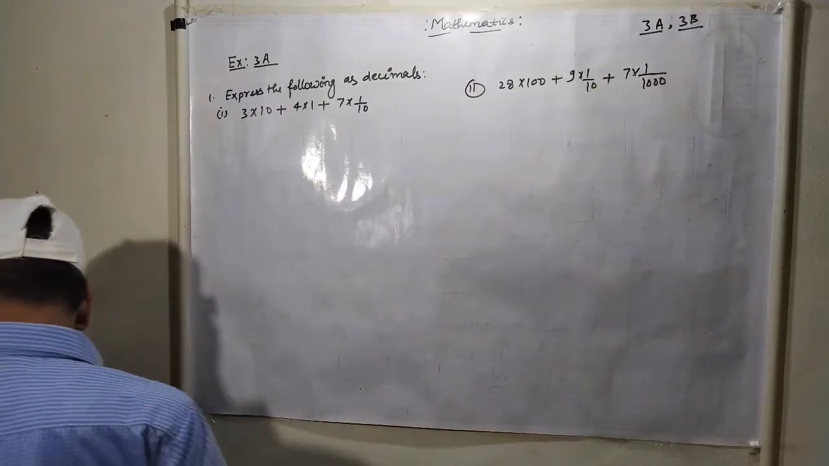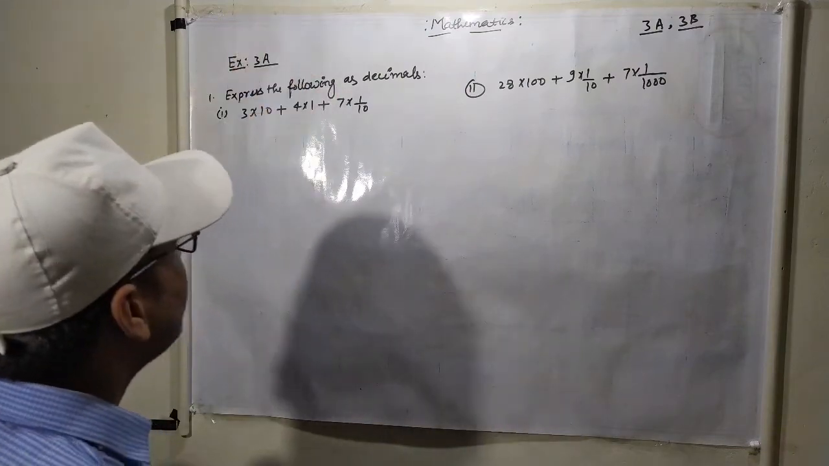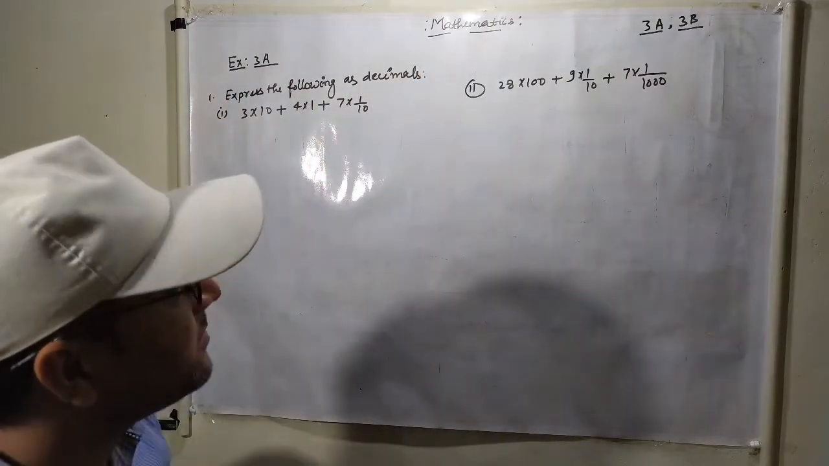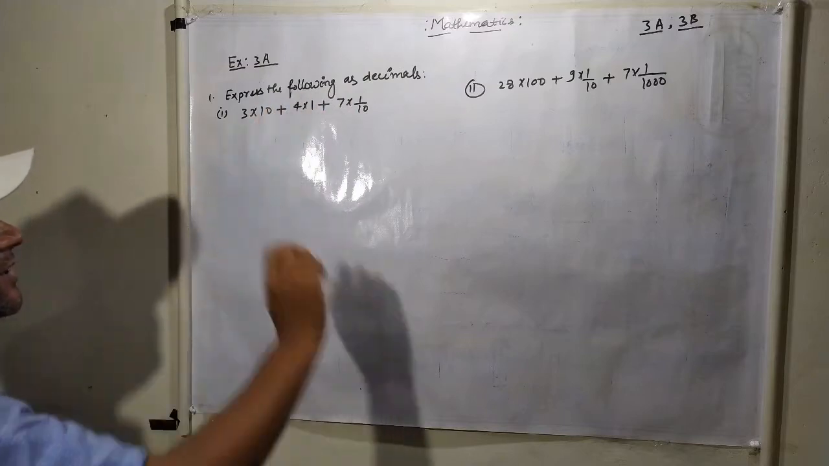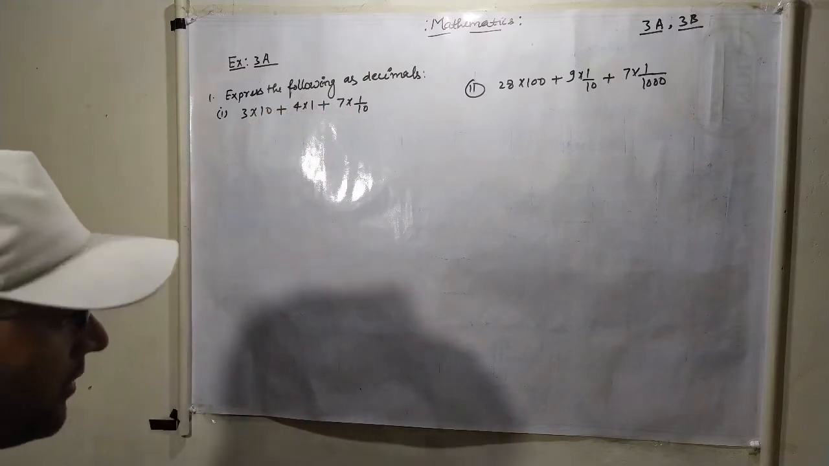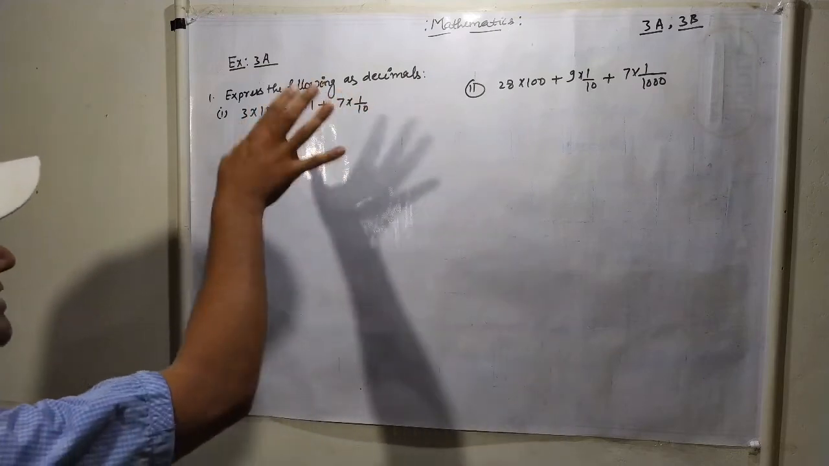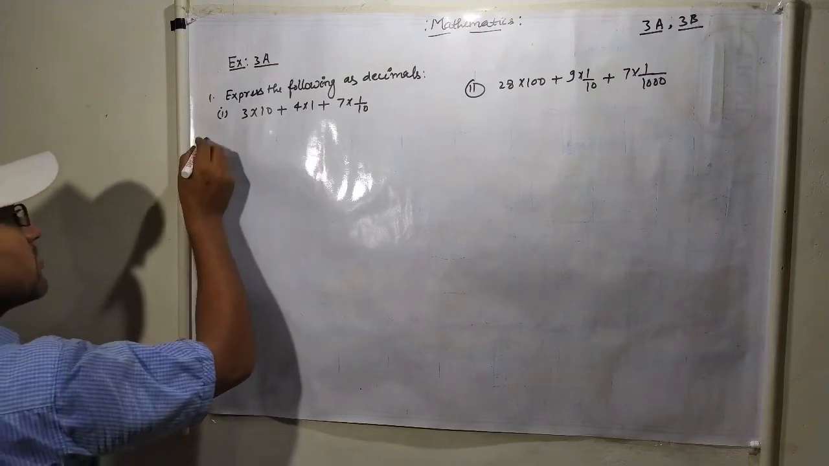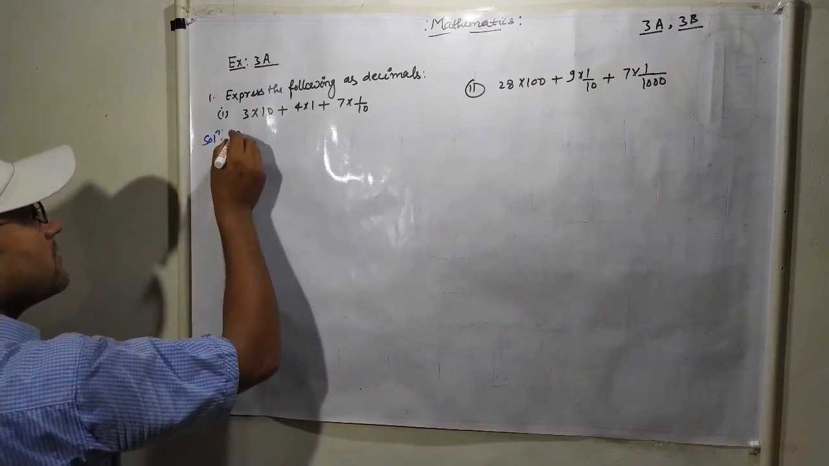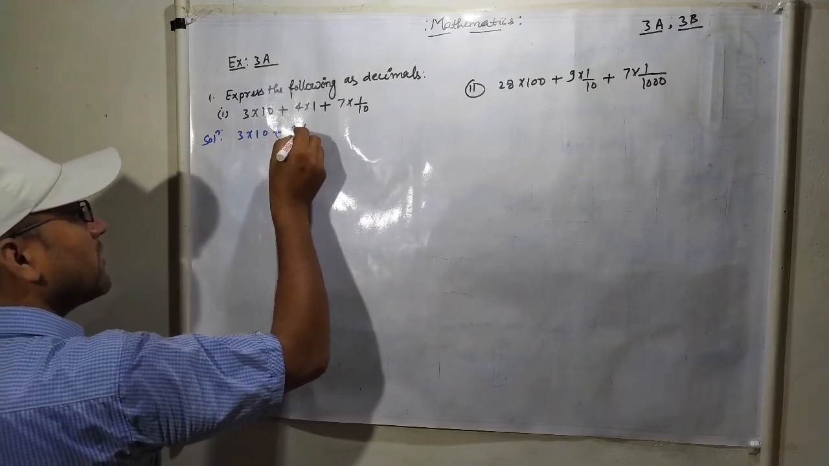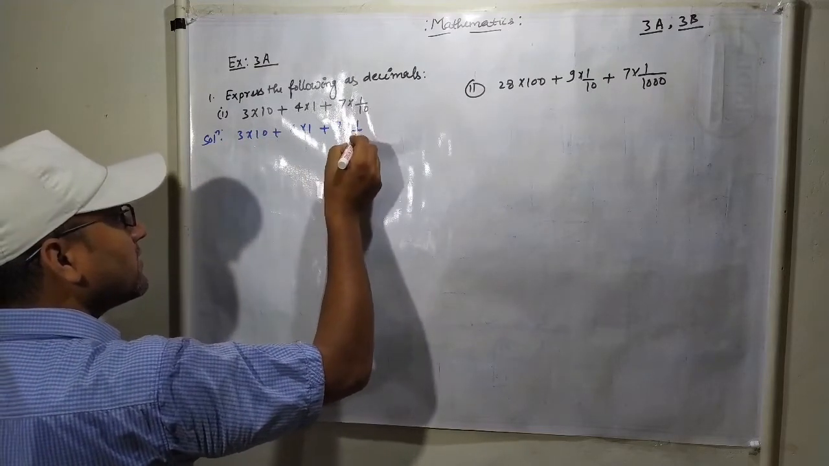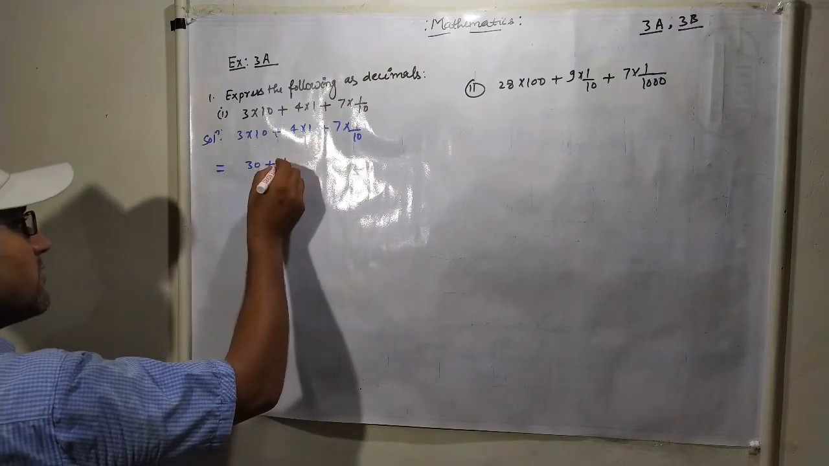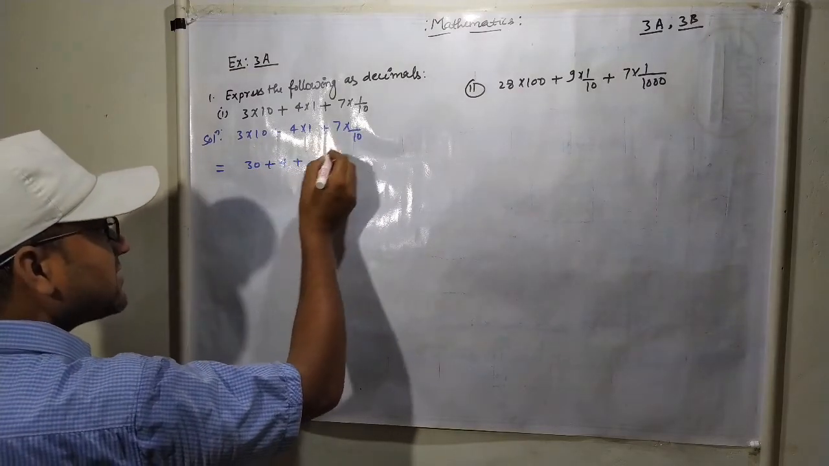Hello students, I'm going to start this exercise 3A. The first question from your exercise 3A: express the following as decimals. So very easy, this is given in an expanded form, change it into digits, into a decimal number. So first one is 3 into 10. Your solution for this: 3 into 10 plus 4 into 1 plus 7 into 1 upon 10. This is the tens part. So 3 into 10, 30, plus 4 into 1, 4, and plus 7 into 1 upon 10 means 7 upon 10.